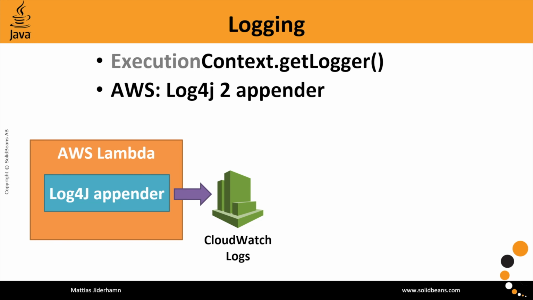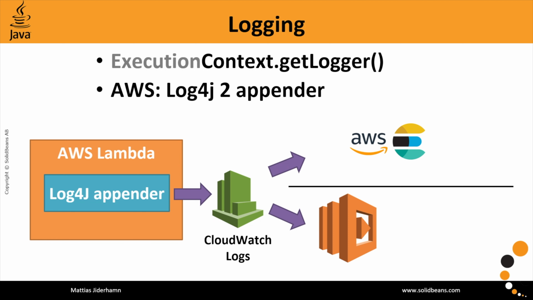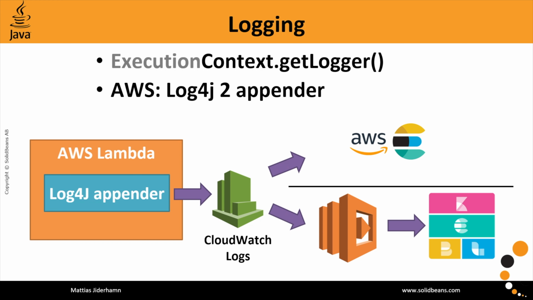So what you can do then is use their appender, which does asynchronous logging for free. So you don't pay for that, and you get really low latency. And then you can have that either shipped over to some managed Elasticsearch service, or as we saw, you could have Lambdas triggered by logging events.